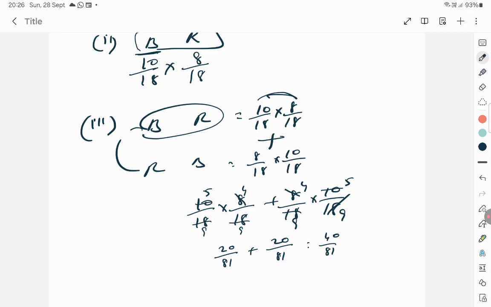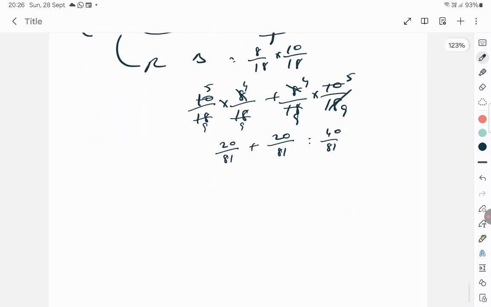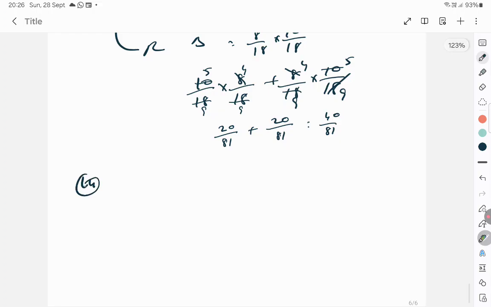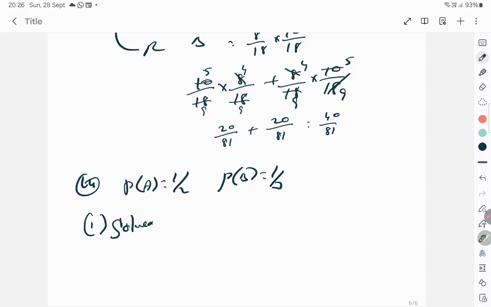So let's go to the next sum. It's the 14th question. Probability of solving a specific problem independently by A and B, or 1 and 3. So P of A is 1 by 2. P of B is 1 by 3. Okay, so if both try to solve the problem independently, find the probability the problem is solved. Solved means anybody can solve the problem.